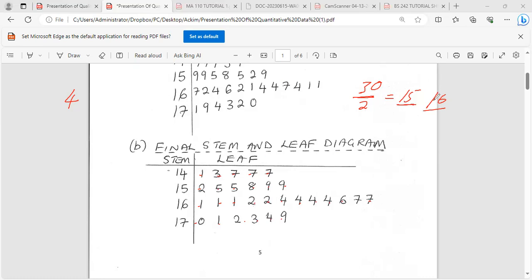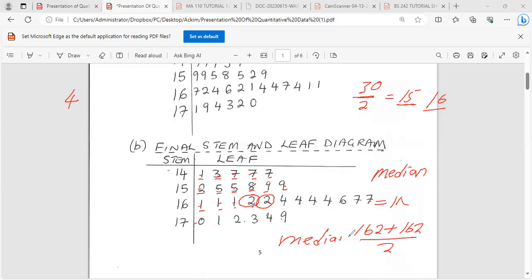So if you have to find the median, you count 1, 2, 3, 4, 5, 6, 7, 8, 9, 10, 11, 12, 13, 14, 15. That is number 15, then number 16 is next to it. Unfortunately, it's the same number. So the median is the average of the two, since there are two numbers in the middle. So our median is 162 plus 162 divided by 2. That's your median, which is 162 itself as the average.